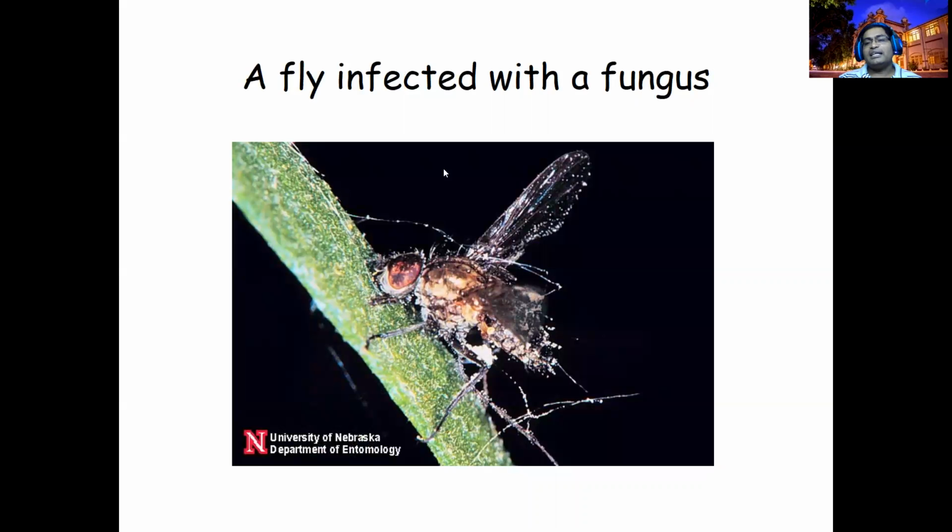This is a fly attacked with the fungus. You see, this fungus we call Entomophthora. Entomophthora. So mainly we are targeting flies. It's a naturally available fungus, so we can also commercially cultivate it and spray it for fly control, Entomophthora. You see all the spores.